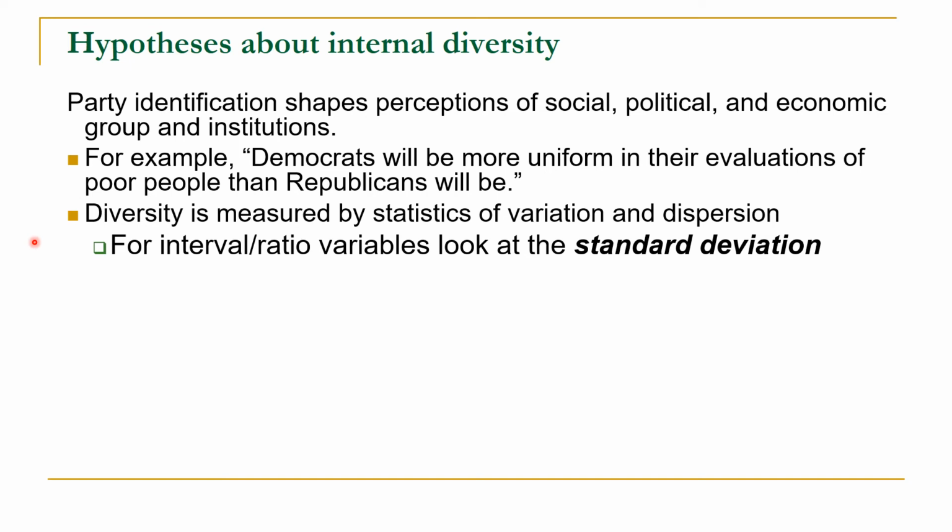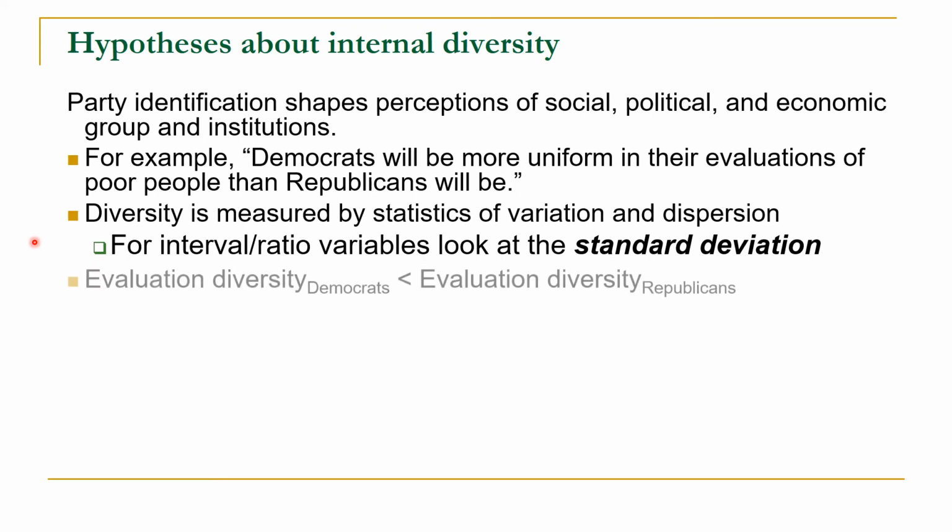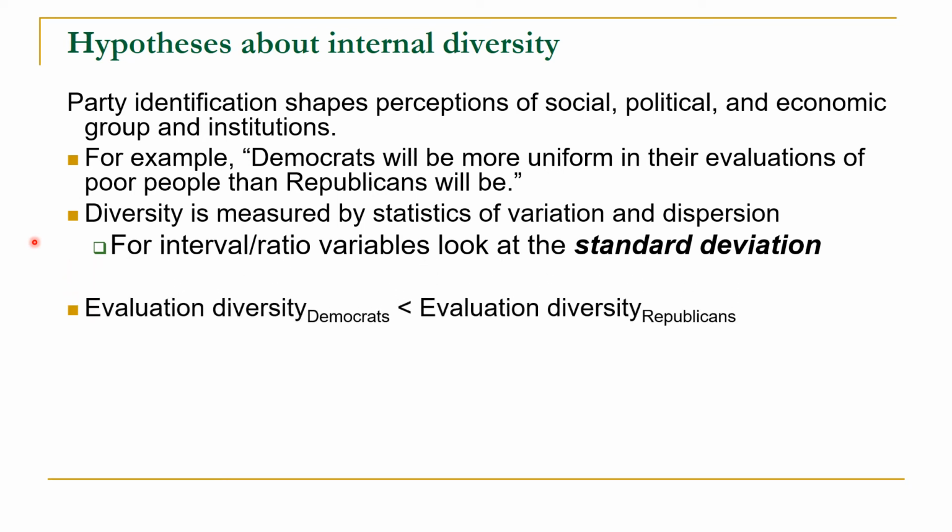For interval or ratio level variables, we're primarily interested in the standard deviation, though there are other measures we can look at, such as the range and the variance. In this case, standard deviation is what we're going to focus on. We then develop a hypothesis that's more specific and mathematical looking. It says that evaluation diversity among Democrats will be less than evaluation diversity among Republicans.